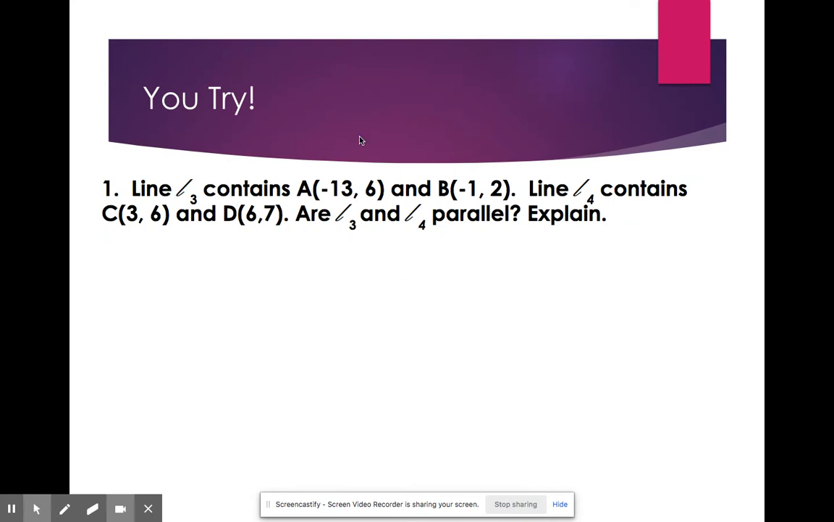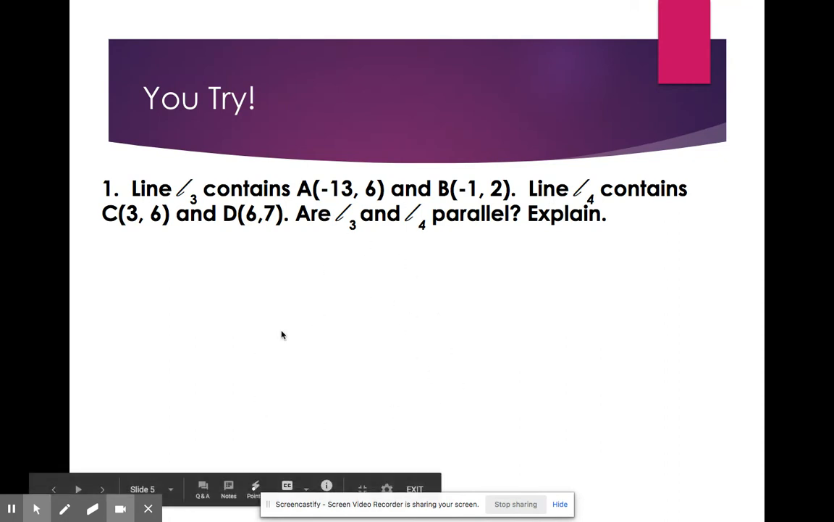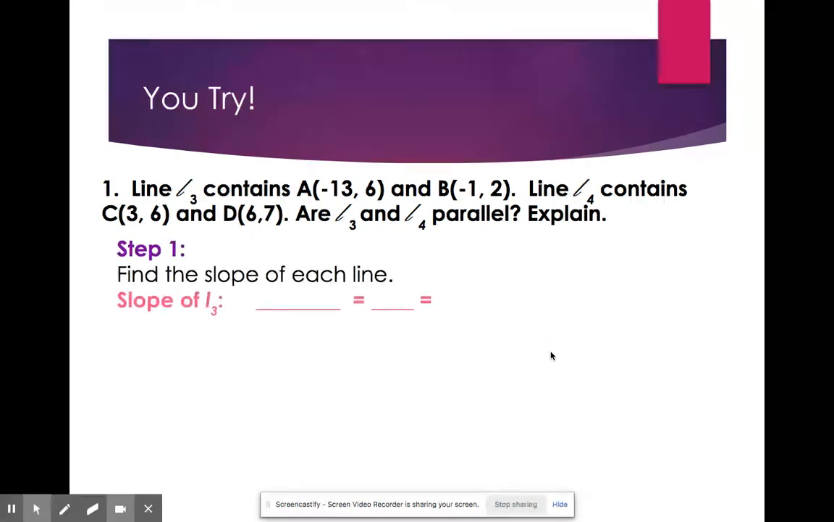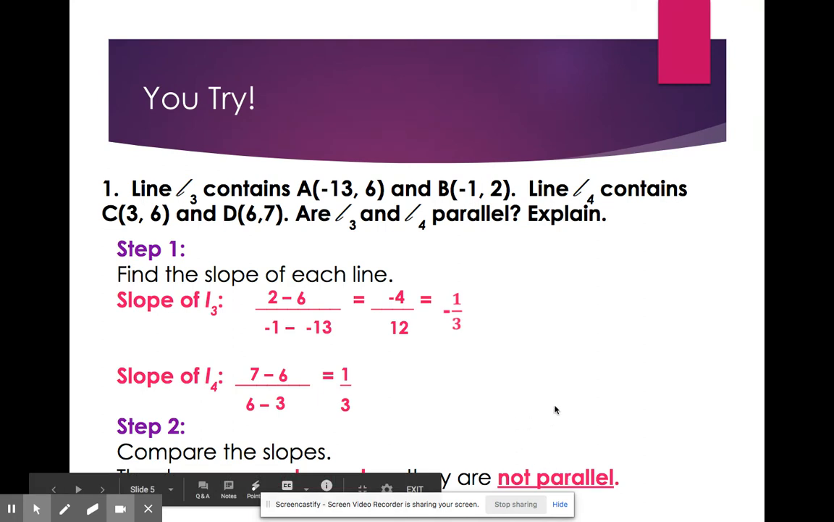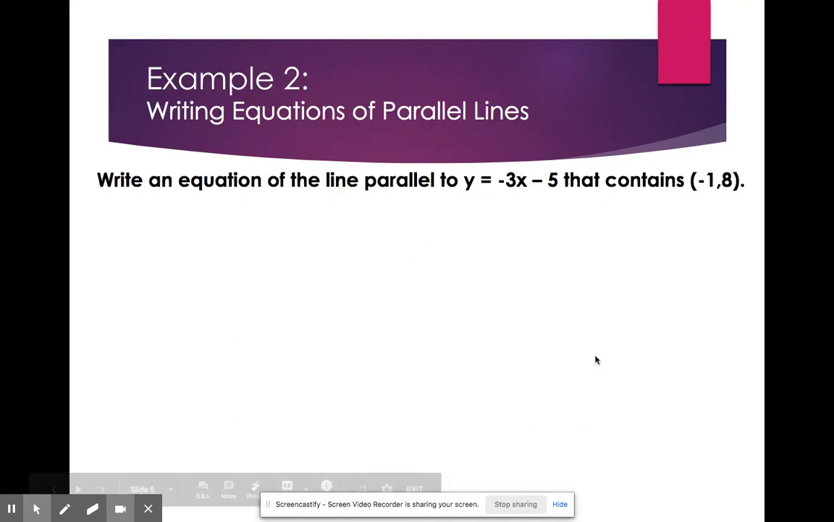Now you try. Go ahead and give this one a shot. Line 3 contains the points -1, 3.6 and B, -1, 2. Line 4 contains the points 3, 6 and 6, 7. Are lines 3 and 4 parallel? Do exactly what I just did: use the slope formula for both lines and see if they're parallel. If they have the exact same slope, they will be parallel. So find the slopes. If you can see, -1 over 3 is not the same as 1 over 3, so they are not parallel. They're not equal. They have to be the exact same slope.